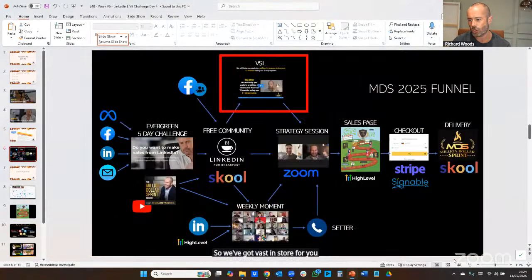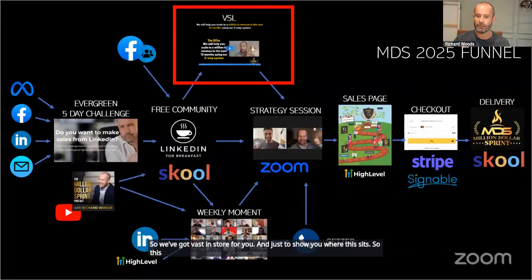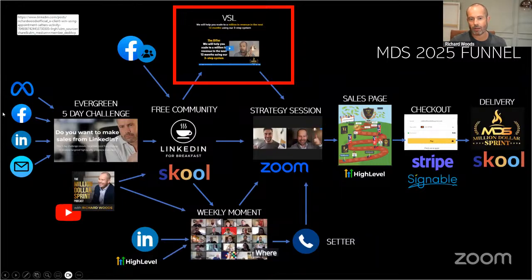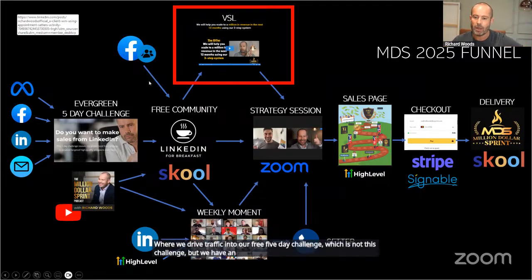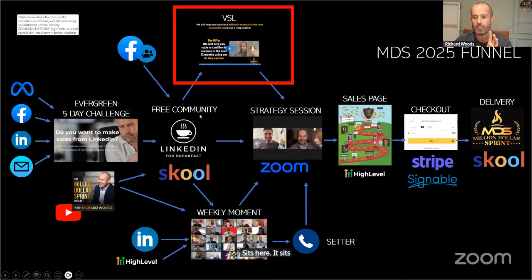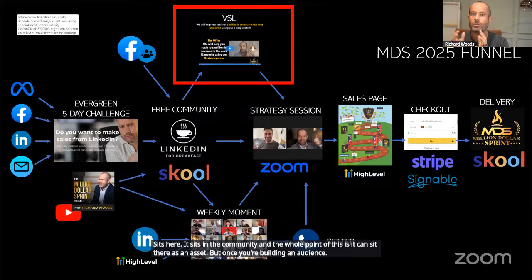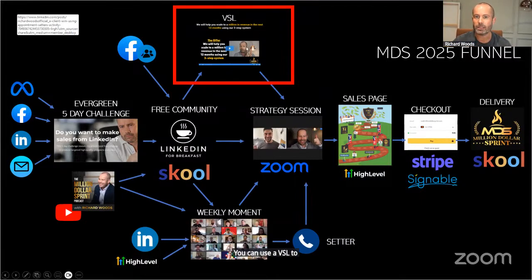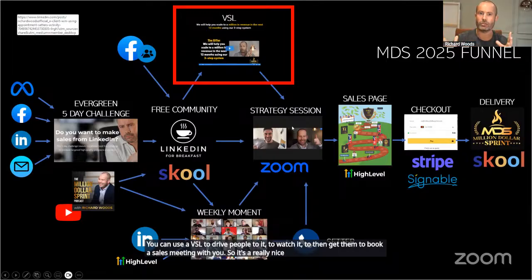And just to show you where this sits. This is our funnel, if you like, where we drive traffic into our free 5-day challenge, which is not this challenge, but we have an evergreen one. From there, we move people into our free LinkedIn for Breakfast school community, and we run weekly events or challenges like this into that community. The VSL sits in the community as an asset. Once you're building an audience, you can use a VSL to drive people to watch it, to then get them to book a sales meeting with you. So it's a really nice addition to a funnel.